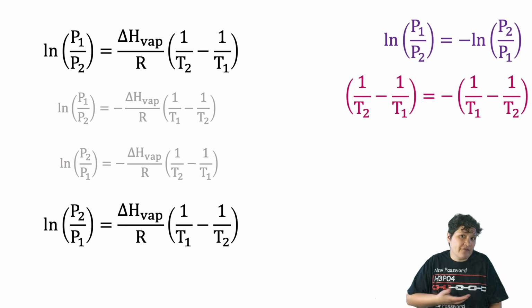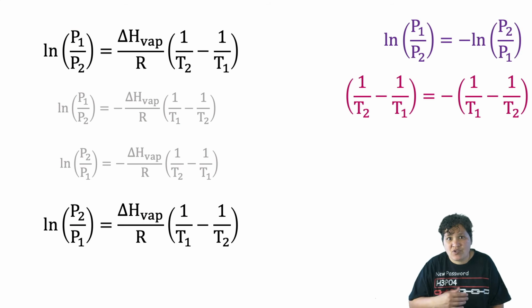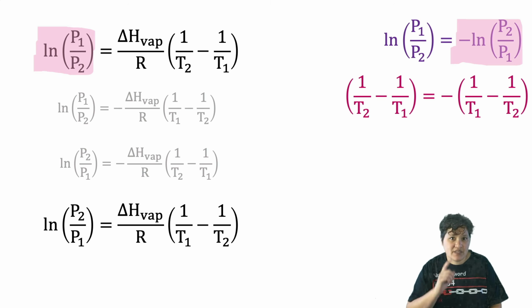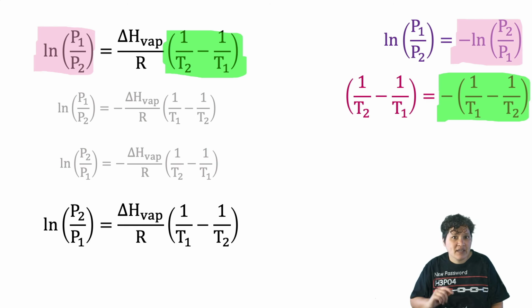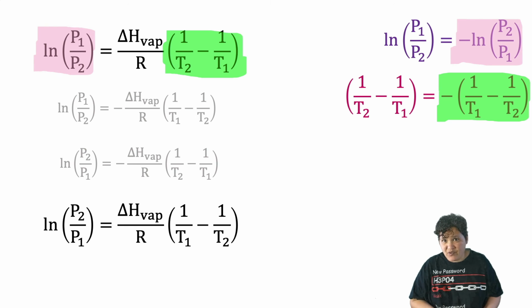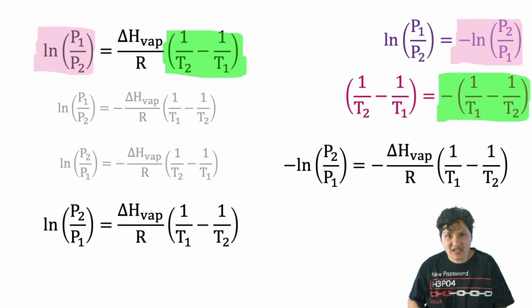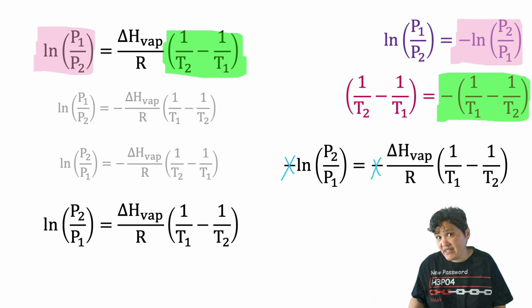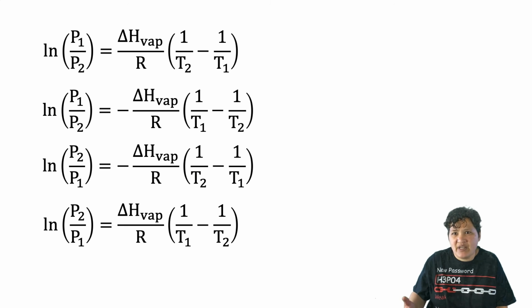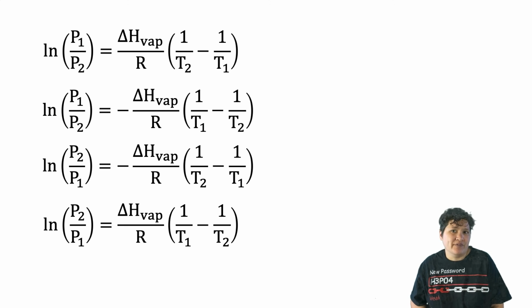Finally, let's compare the first and the last equations. Again, we're starting with a natural log of the ratio of pressures, which is equal to this. And we have this quantity in parentheses, which is equal to that. And so we plug both of those into the first equation and we get this. All we have to do now is cancel out the negative signs on both sides of the equation, and you can see that the first equation is equal to the last equation. So now we've shown that all 4 of these equations are equivalent.